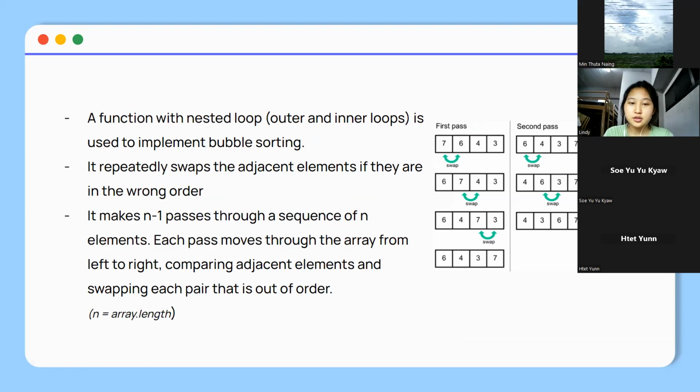It needs a function which includes a nested loop to implement bubble sorting. It will repeatedly swap the adjacent elements if they are in the wrong order. It will make n-1 passes through a sequence of n elements. Each pass moves through the array from left to right, comparing adjacent elements and swapping each pair that is out of order.